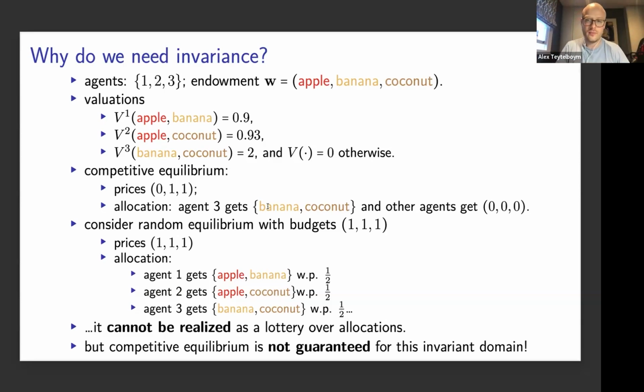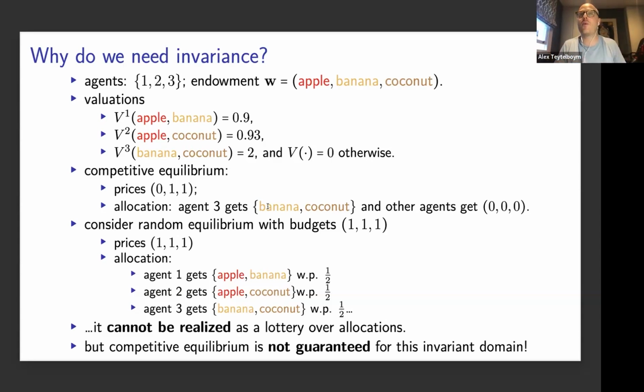Obviously, the efficient allocation is to give the banana and the coconut to agent 3, and you can support it with these high prices for the banana and the coconut. It's very intuitive. He, if you like, outbids the other two agents. But now let's think about random equilibrium. And now the problem of the random equilibrium is going to look very similar to the problem that Ravi showed you for another possible valuation profile in the transferable utility case.